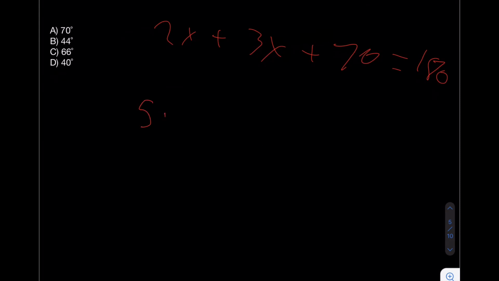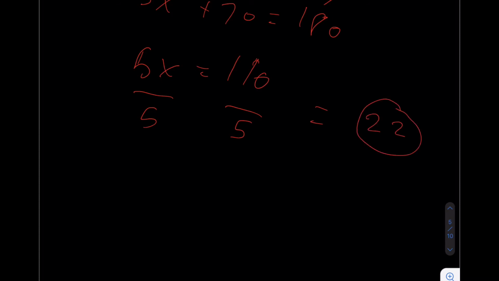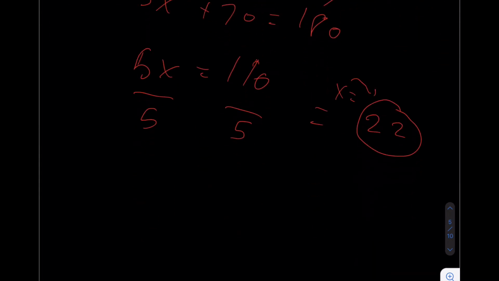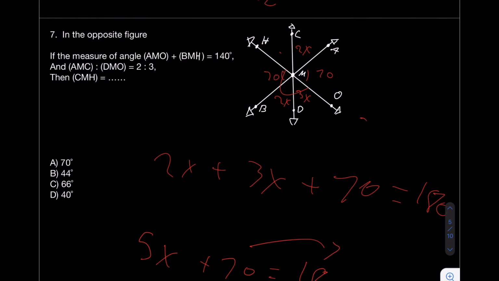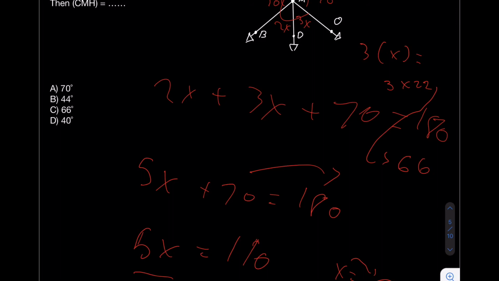So this is going to be 5x. 2x plus 3x plus 70 is equal to 180. Take the 70 over, you get 5x is equal to 110, and divide both sides by 5. 110 divided by 5, that is 22. And now we have 22, so x is equal to 22. Alright, so then 3x, that is 3 multiplied by 22, and that is 66.